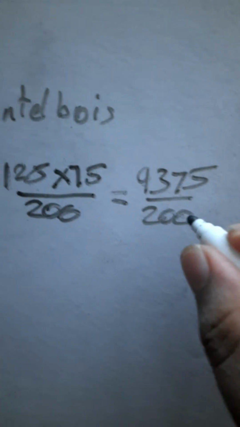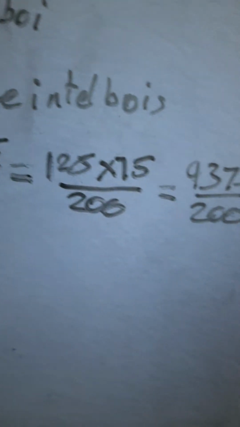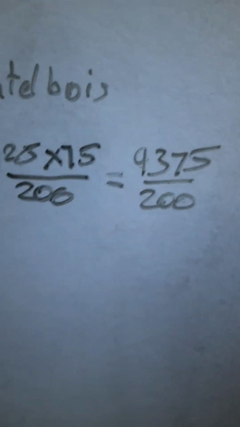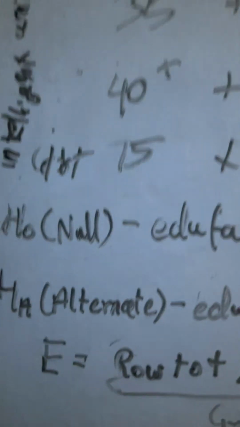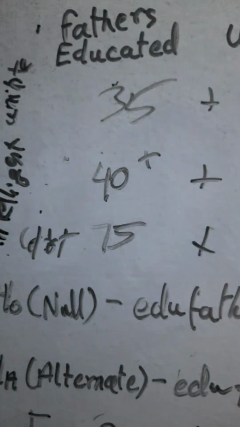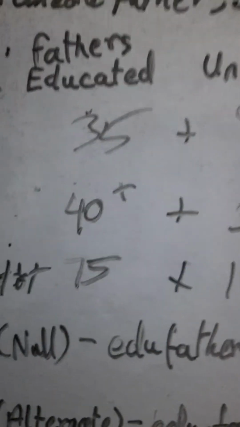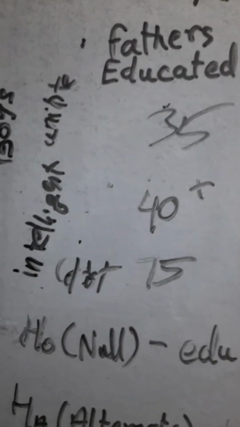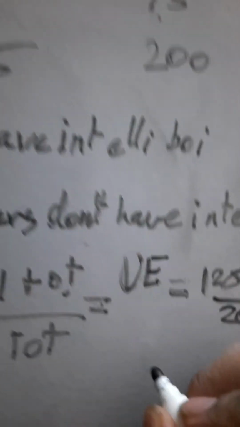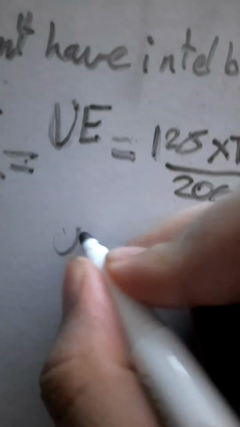So the first one is 9375 by 200. For the second one we can go with whichever you want, but let's just go with unintelligent son and educated father. I would call that UU.